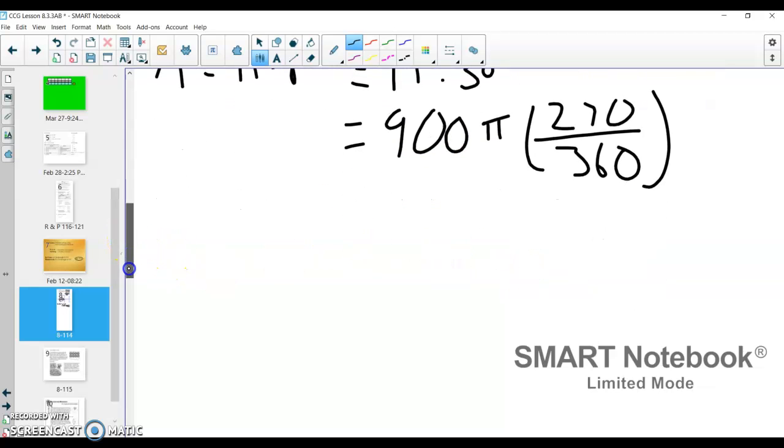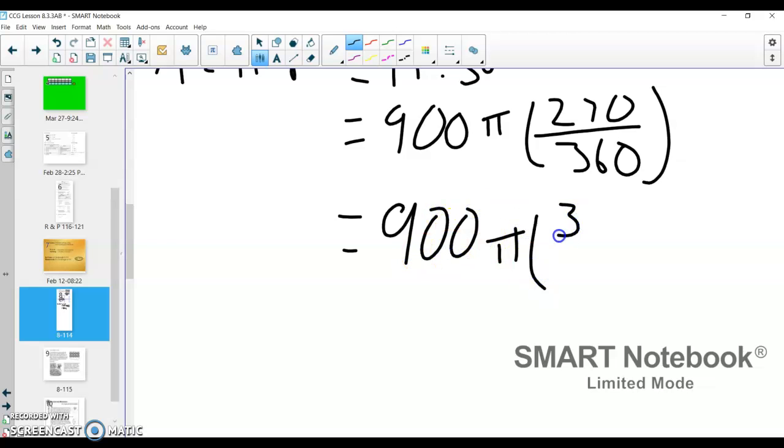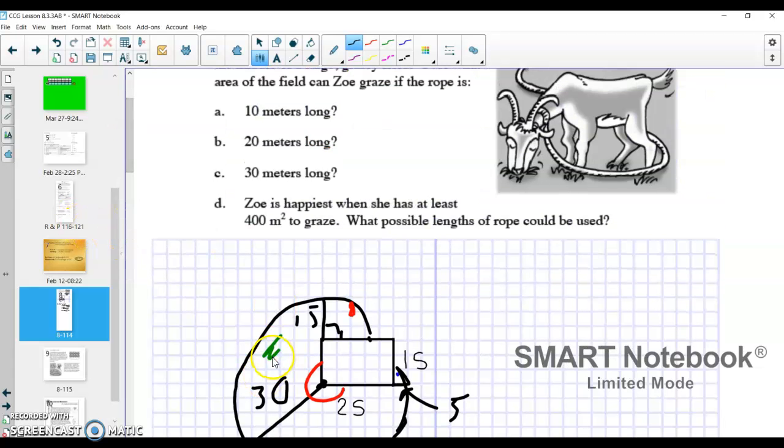Okay. That is really 900 pi times 3/4. And if I calculate that out, I'm not even going to reduce that down anymore. That's 900 pi times 3 divided by 4. And that gives me 2,120.58 meters squared just for that portion. Just for this green portion here.